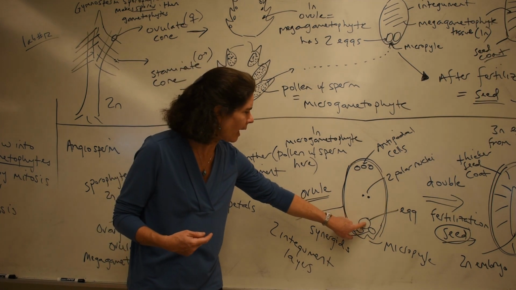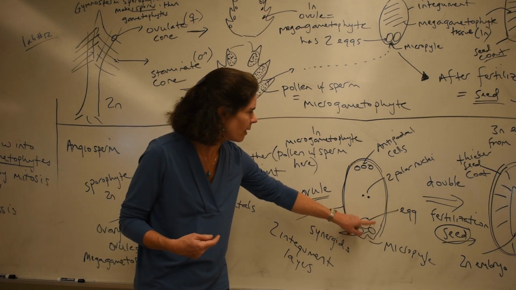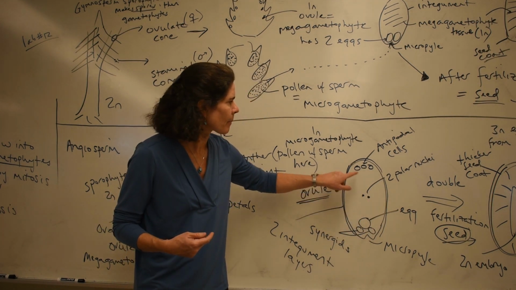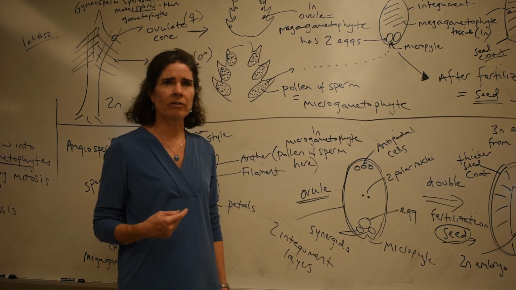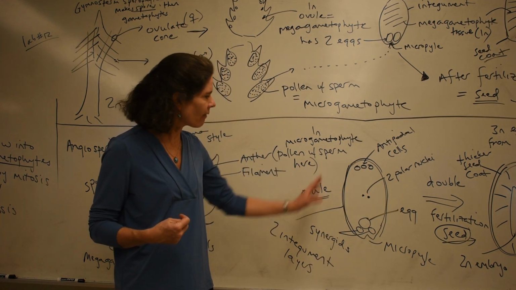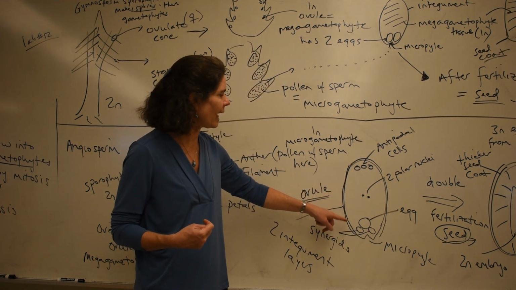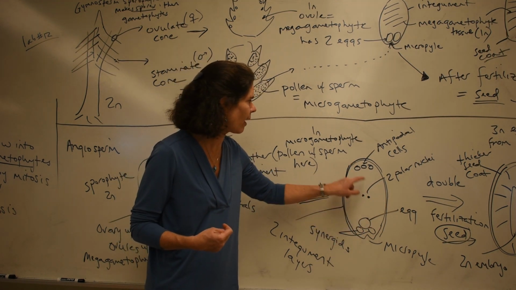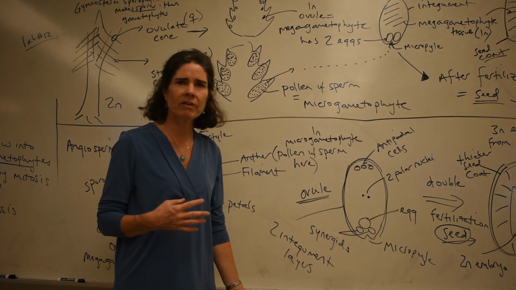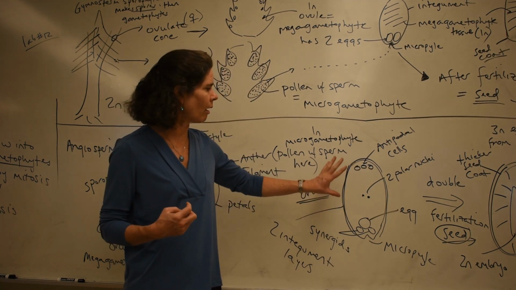So we've got 1 egg, 2 synergids, 2 polar nuclei, and 3 antipodal cells. That is 7 cells in total if you count this whole big ovule, and 8 nuclei. 1, 2, 3, 4, 5, 6, 7, 8. So 7 cells, 8 nuclei in this one ovule.